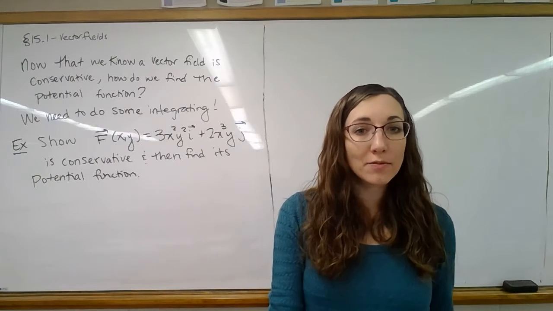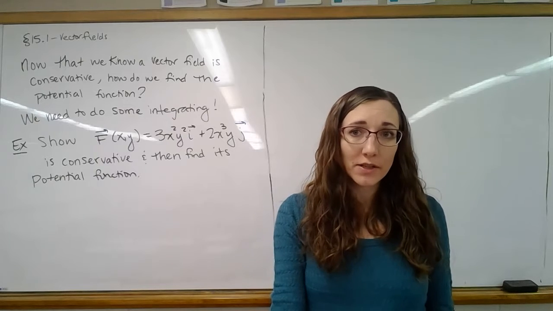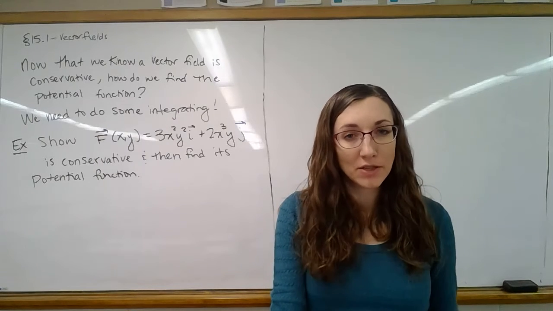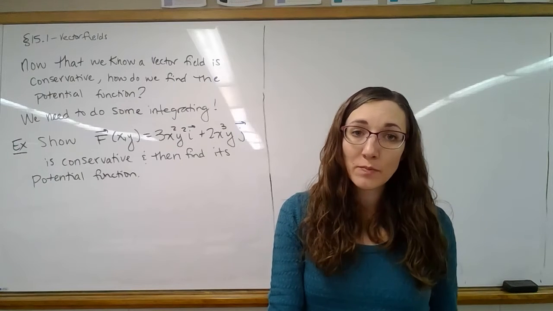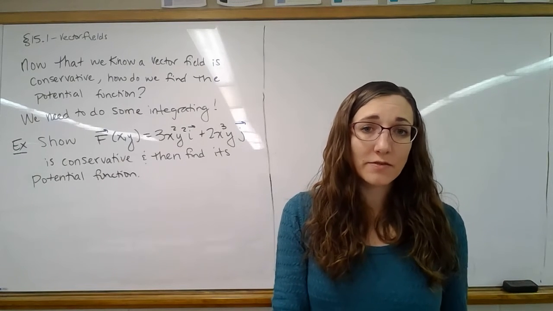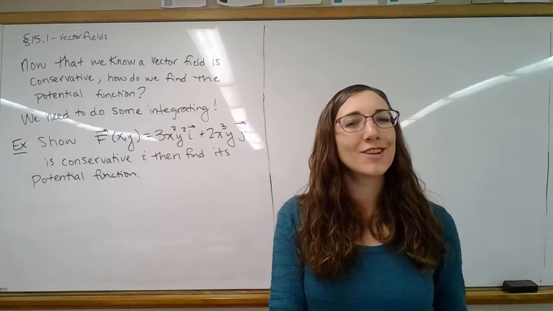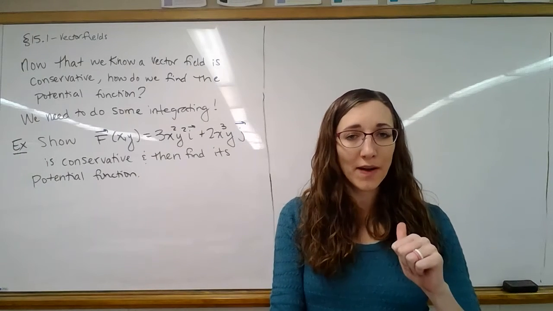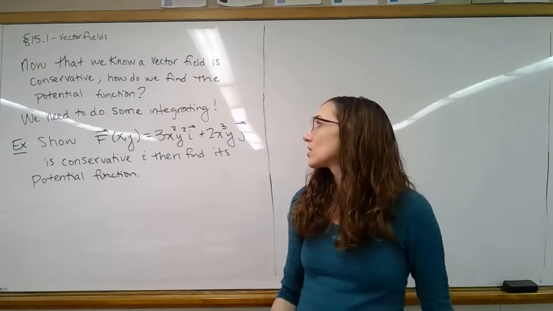All right, so our question now is, if I do know that a vector field is conservative, how can we find the potential function? Well, if we think about what it means, being conservative means that you are a gradient of some function, which means that your components are partial derivatives. So if we're going to try and go backwards and find that potential function, we're going to need to do some integration. So let's look at an example.